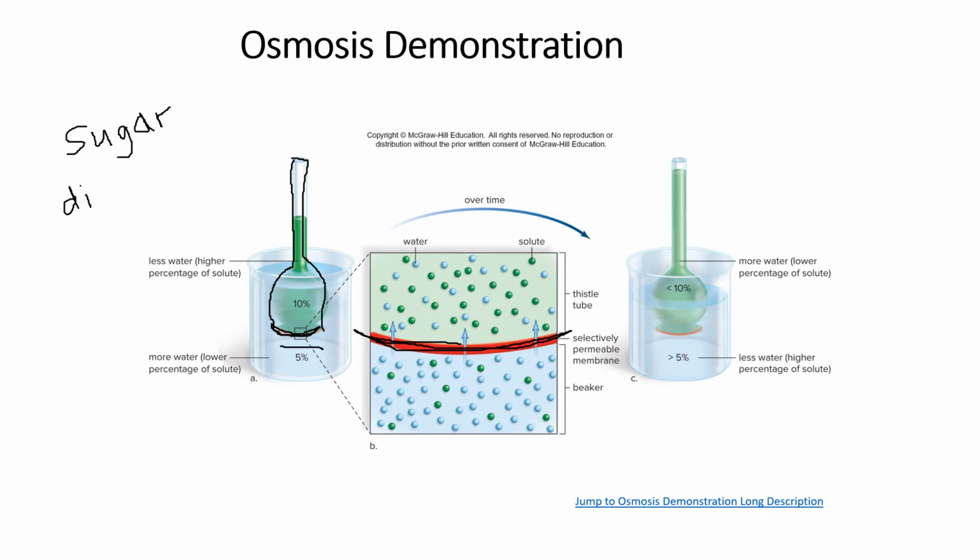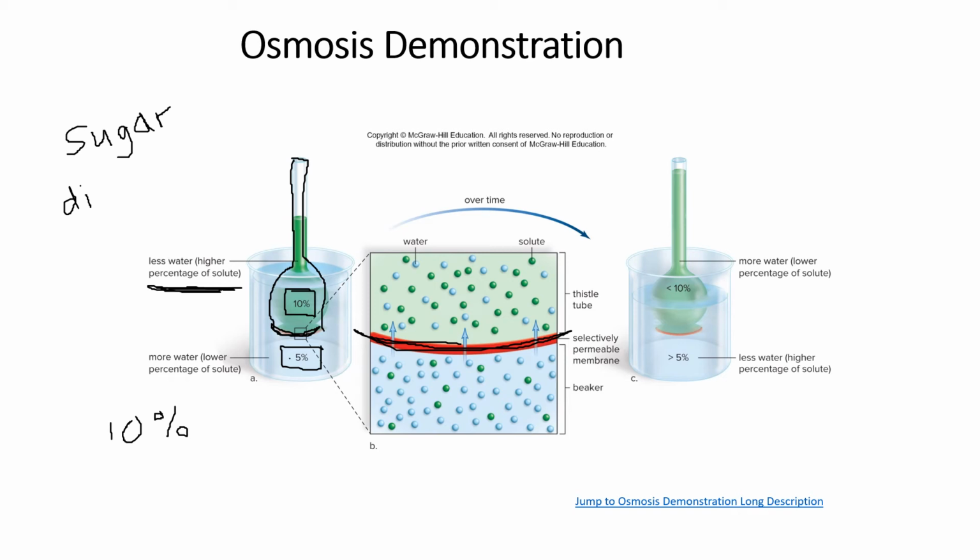So I want you to look at these concentrations and tell me which is higher. The higher one is the 10% one, because it's bigger than 5. And that 10% is talking about the solute. And remember, water moves towards where there's more solute.